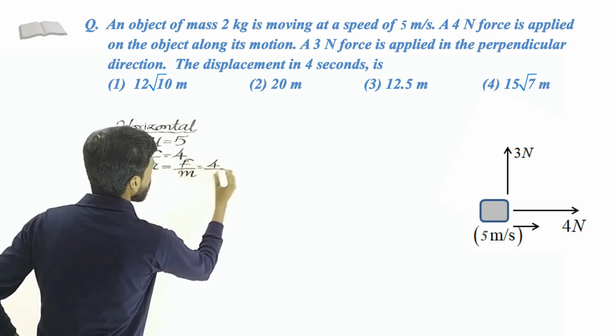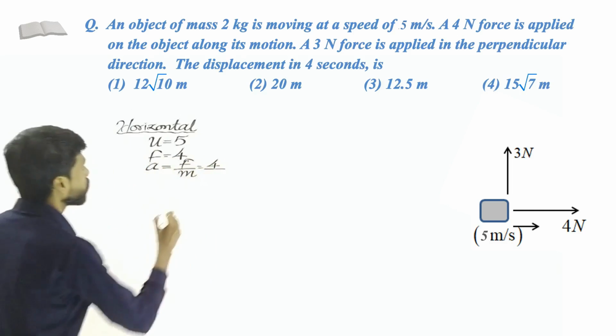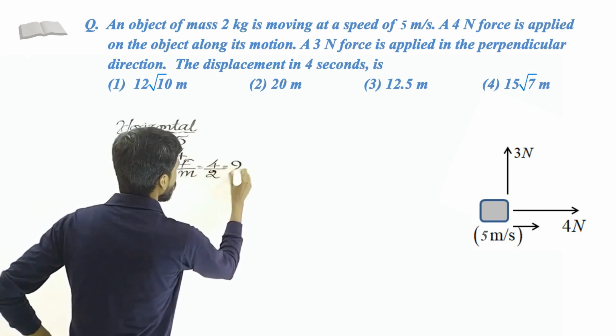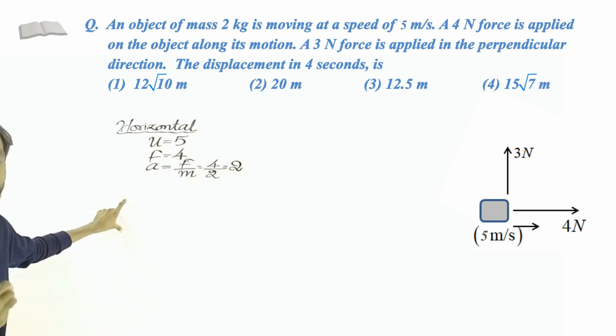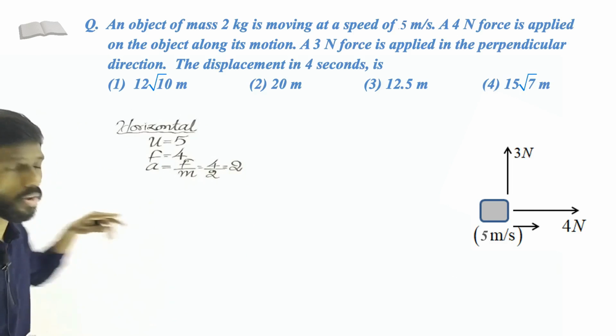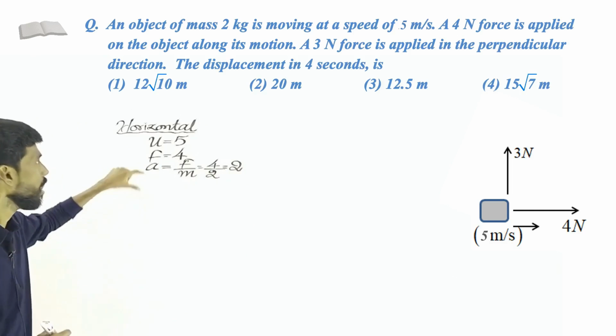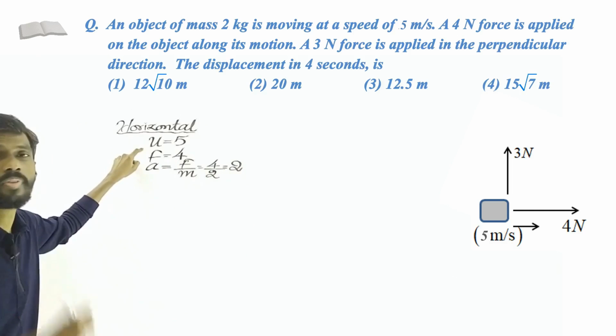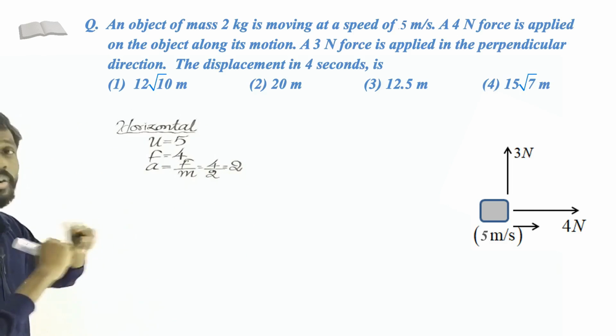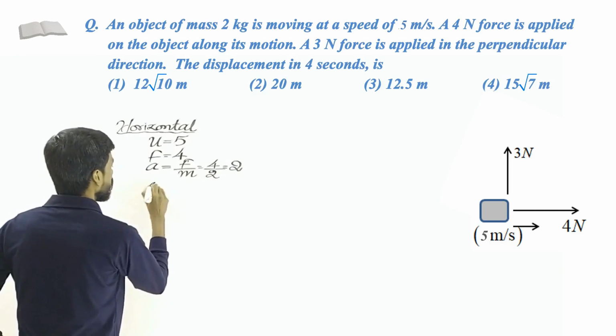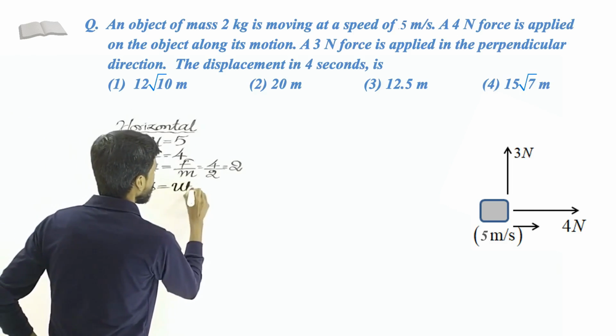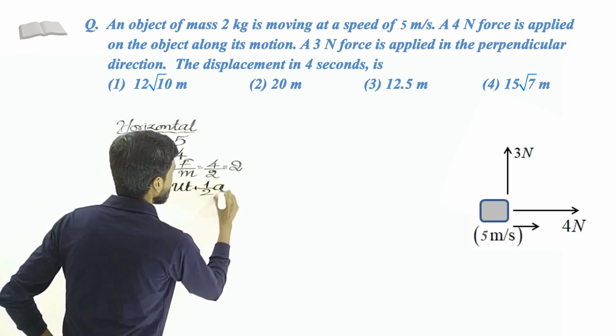So that is 4 divided by the mass of the object, which is given as 2. So 2 meters per second squared is the acceleration in the horizontal direction. So we have the acceleration and the initial speed. Let us find the displacement only in the horizontal direction. Let us use the same formula, S equals ut plus half at squared.